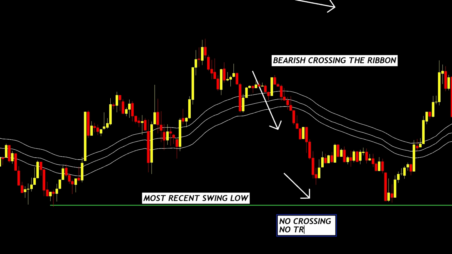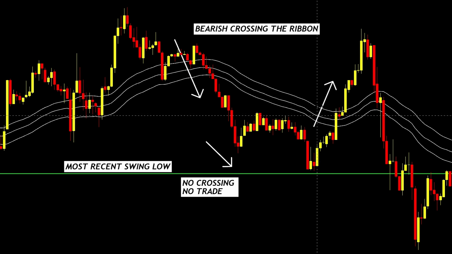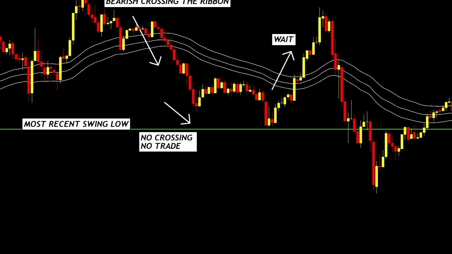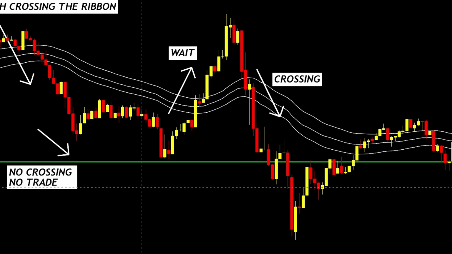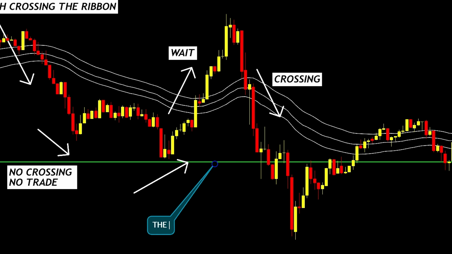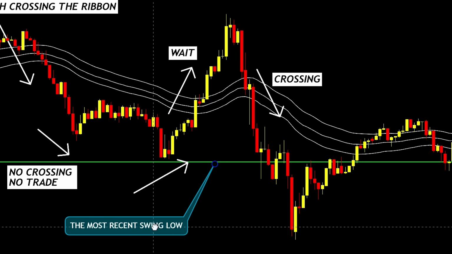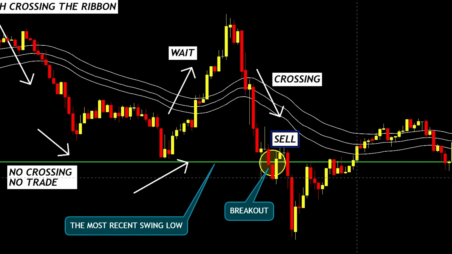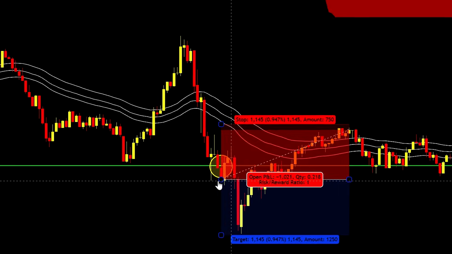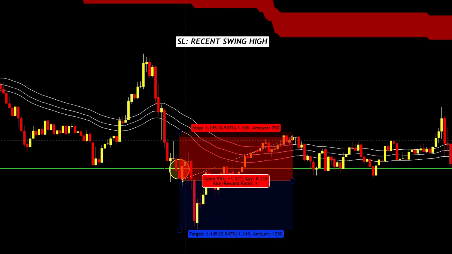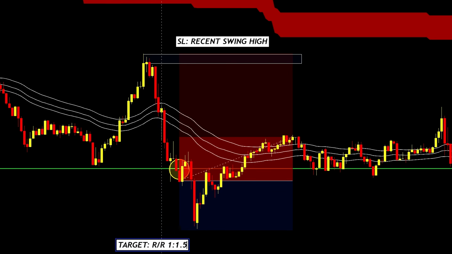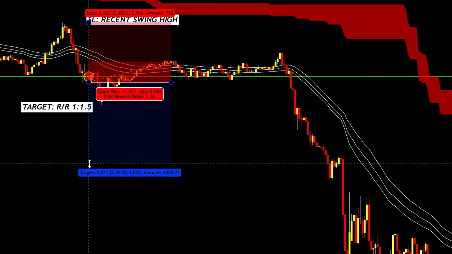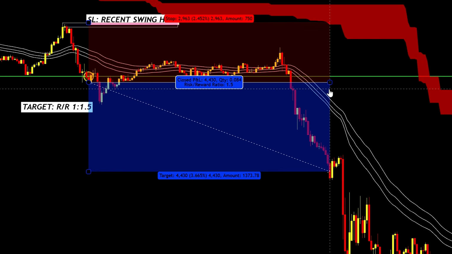We wait for the price action to move back above the ribbon and then move below it again, forming a new, more recent swing low level. This time, the price action has the power to break below that level. That's our trigger. We open a short position right there. For your stop loss, place it just above the most recent swing high and set your target to a minimum of 1 to 1.5 times your risk. That's a 1.5 risk reward ratio.